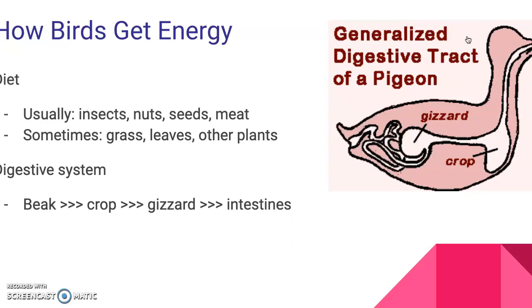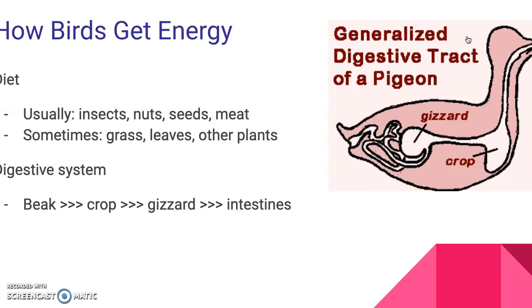How do birds get their energy? So obviously a bird doesn't have a mouth like us, doesn't have any teeth, instead it has a beak. So what will happen is the beak will get its food, and as you can see, the diet is usually something like insects, nuts, seeds, or meat. But sometimes, if you're a goose, you'll eat grass, leaves, or other plants. But either way, the beak will be adapted in such a way that it can get its dietary source.